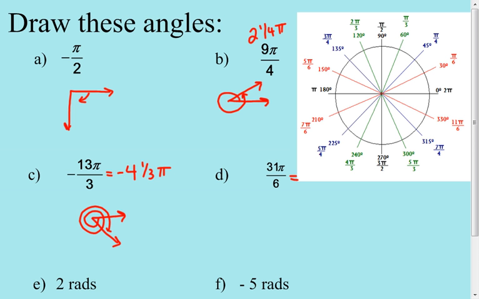31/6 as a mixed number is 5 and 1/6 pi. Again, you're going to start right here. So I go 1 pi, 2 pi, 3 pi, 4 pi, 5 pi, and an extra sixth of a pi is going to put me right about there. Okay, so just estimate these.